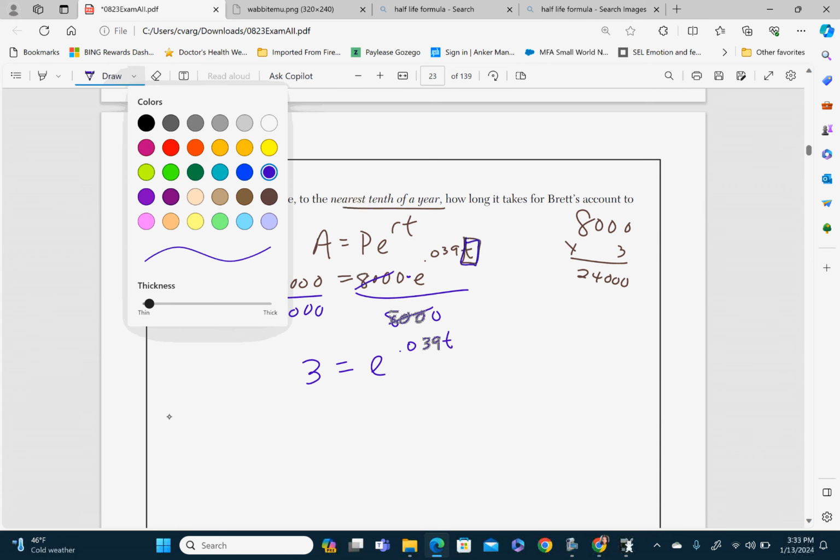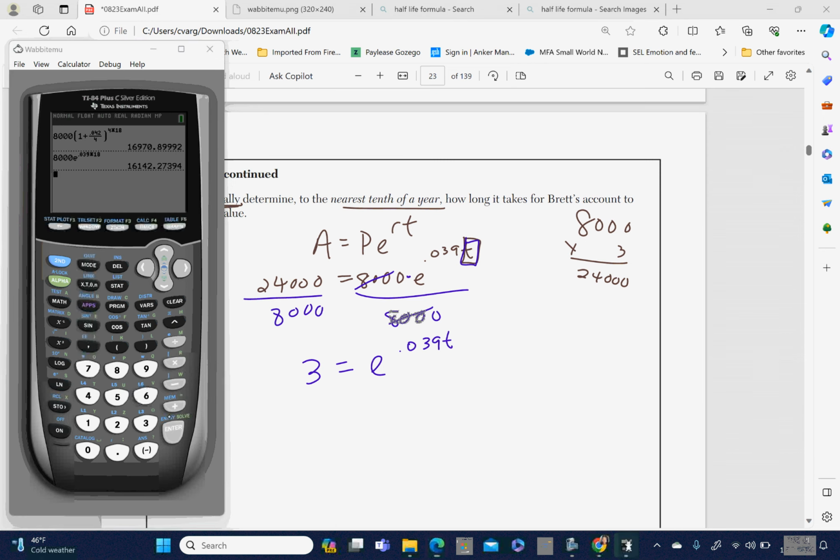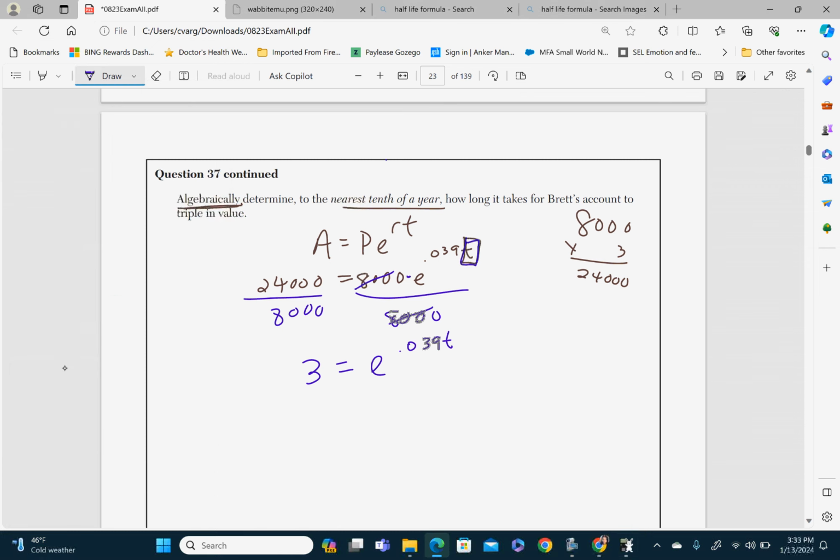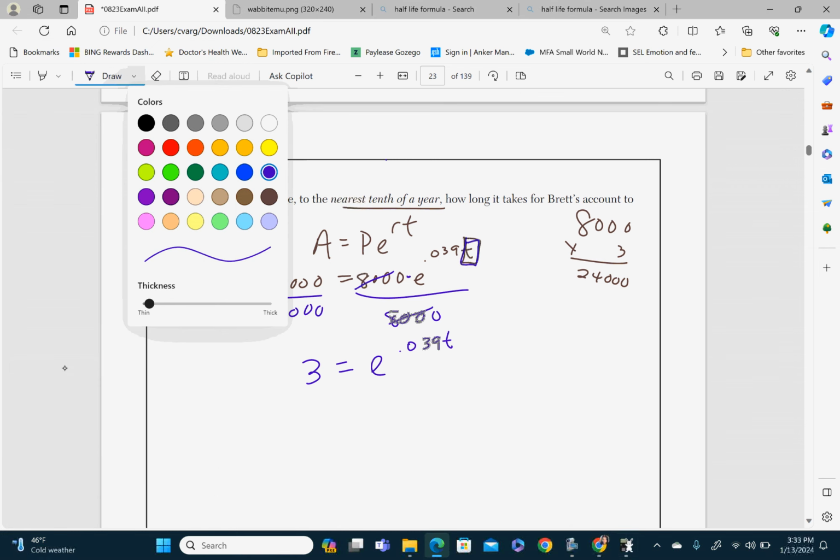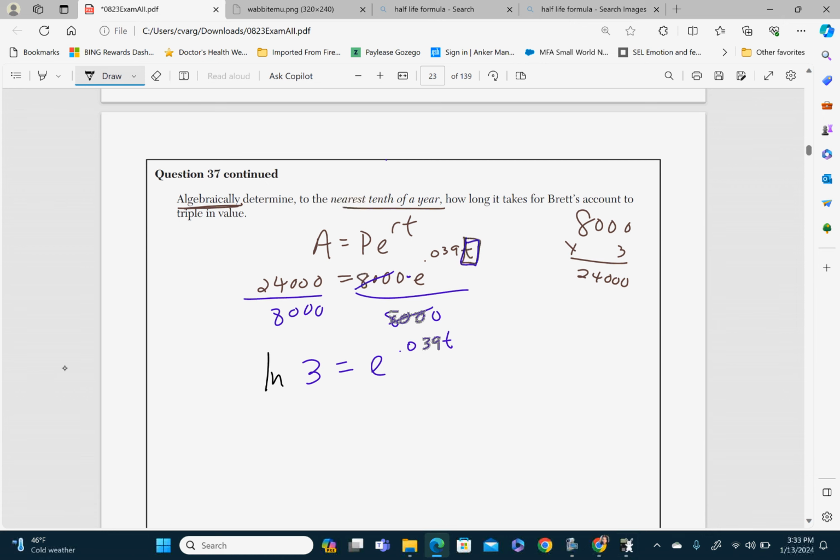Okay. So now how do we get rid of an e? We know this, right? Look at our calculator. The e is above the ln button. So how do we get rid of an e? We ln both sides. So we're going to do ln of 3 and ln of e. As soon as the ln and the e are next to each other, they're going to cancel out. So I have 0.039t is equal to ln of 3. This is being held together by multiplication. Divide by 0.039, divide by 0.039, and this becomes a straight calculator question, right?